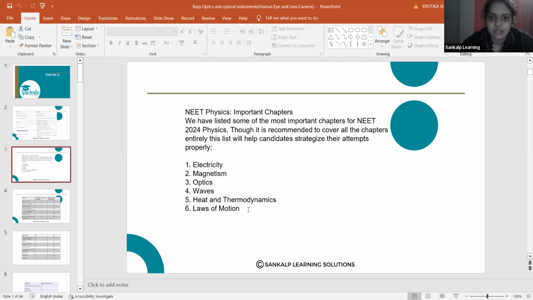Laws of motion. So in laws of motion, like one dimensional motion, two dimensional motion, Newton's laws of motion, all that is covered here. So these are the important concepts for the upcoming NEET exam.